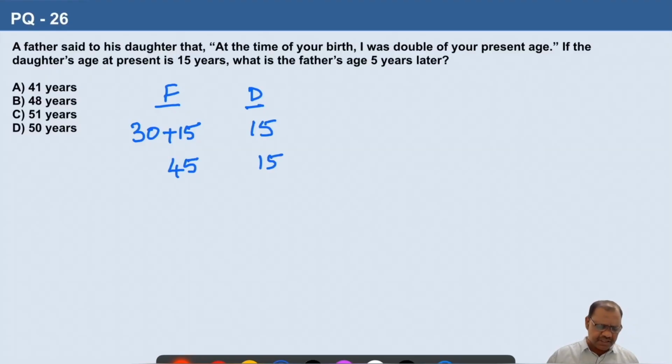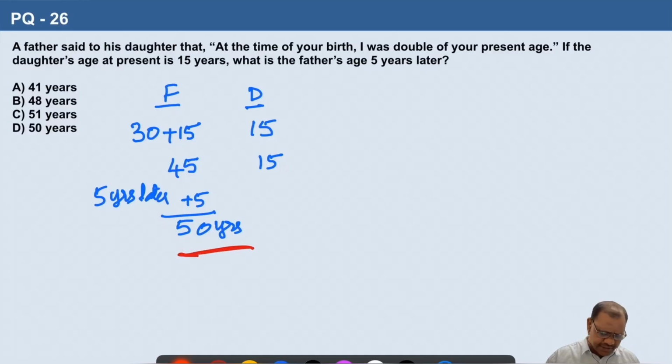He is asking what is the father's age 5 years later. 5 years later, plus 5. 45 plus 5 is 50. 50 years will be the age of the father 5 years later. Option D is the correct answer.